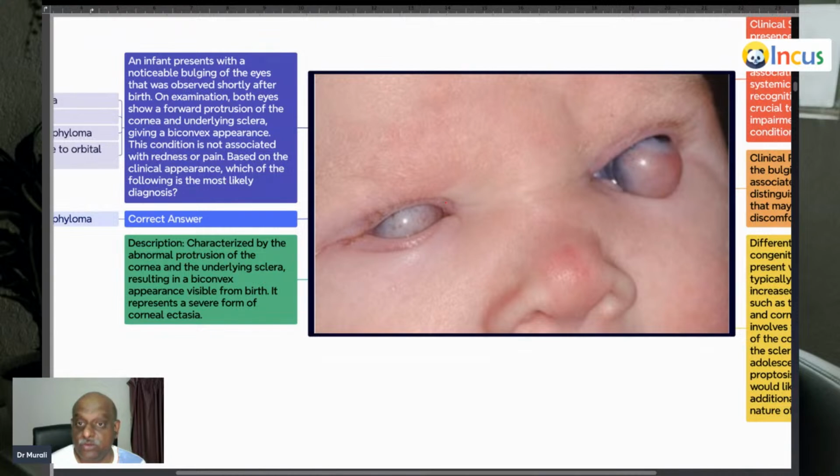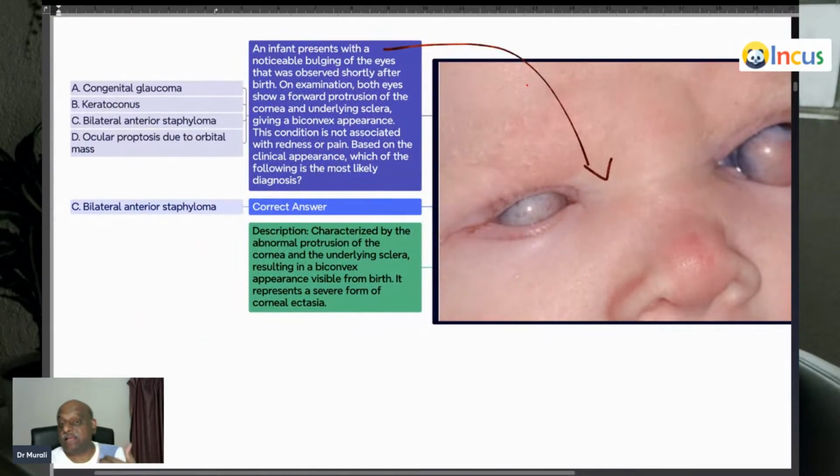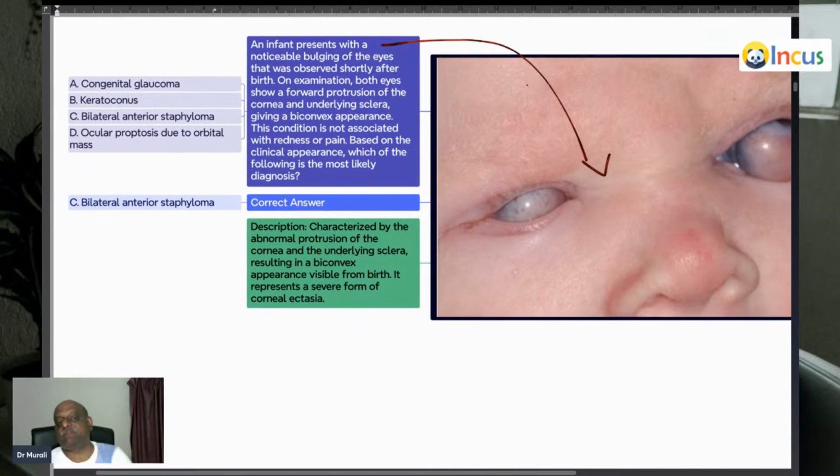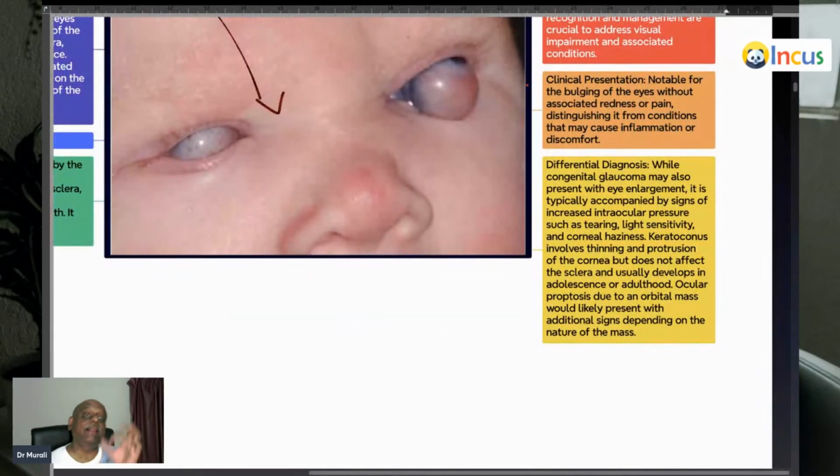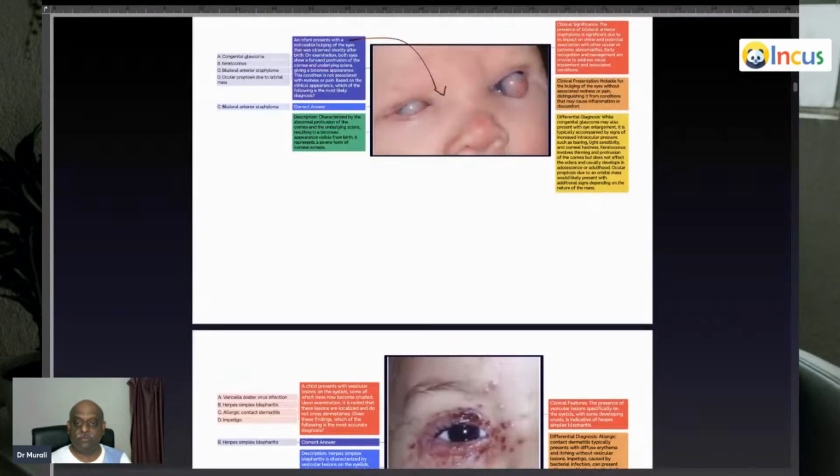Infant presents with noticeable bulging of the eyes. On examination, both eyes show forward protrusion of the cornea and underlying sclera, giving a biconvex appearance. It is classical of bilateral anterior staphyloma, which is a severe form of corneal ectasia, is what you have to remember.